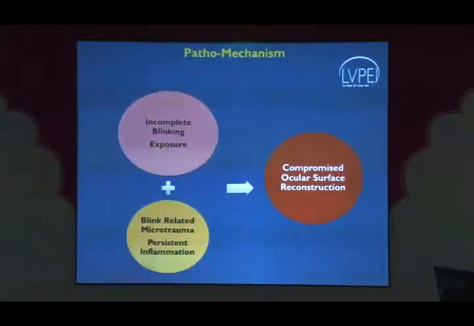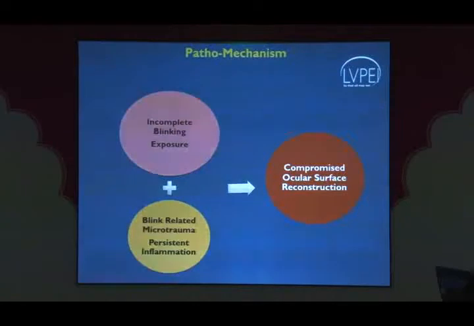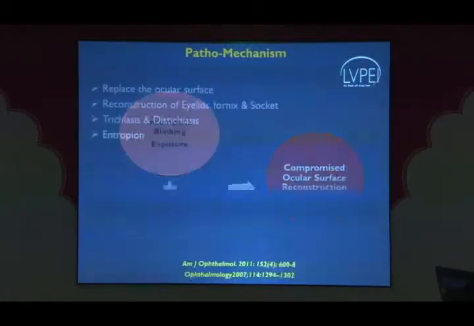Now, the pathomechanism lies in the fact that because of changes in the lid architecture, there is blink-related microtrauma, which induces a state of persistent inflammation of the ocular surface. In addition to that, because of posterior lamellar shortening, there may be incomplete closure of the lids in each blink, and that may cause chronic exposure, and this all compromises the further ocular reconstruction which we aim at restoring the visual acuity of a person.